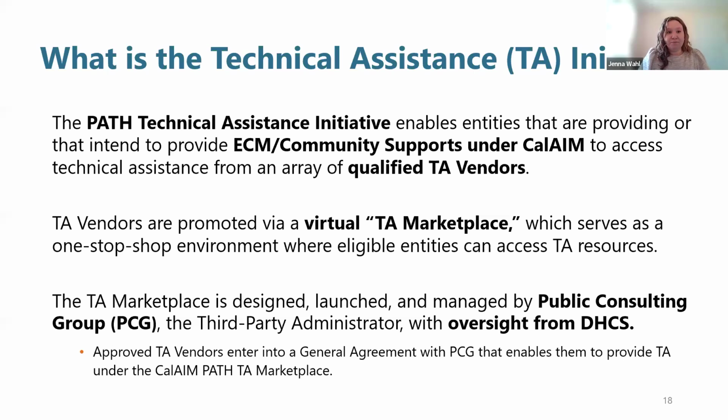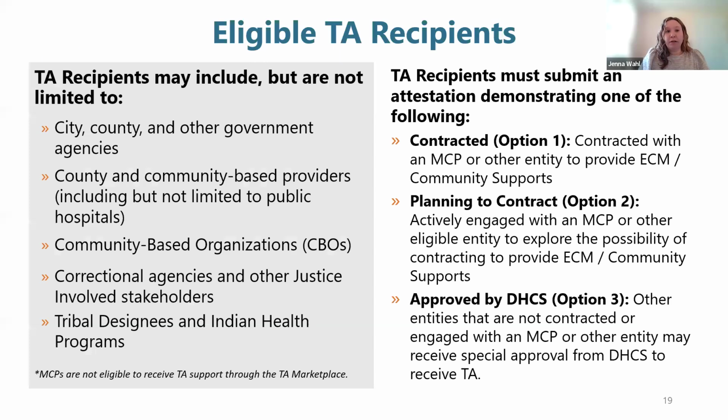If you go to the next slide. So who is eligible? We include an array of entities that may be eligible for services. What is not noted here is other. So if your organization is, again, planning or already providing ECM and community supports, you are eligible as a recipient. As part of that recipient application, we do request that you provide information regarding your contracting status with a managed care plan or other entity providing ECM and community supports. All of this information, including what documents must be submitted, is available on the TAM webpage. Next slide.